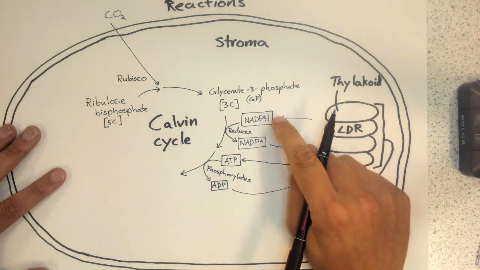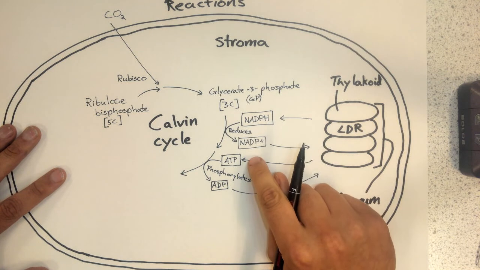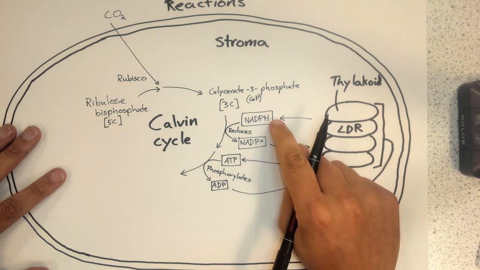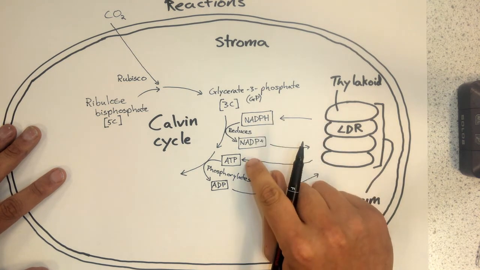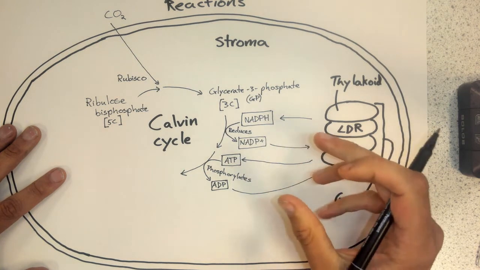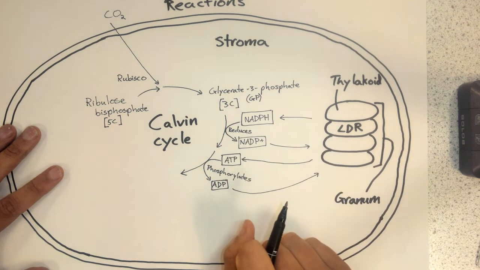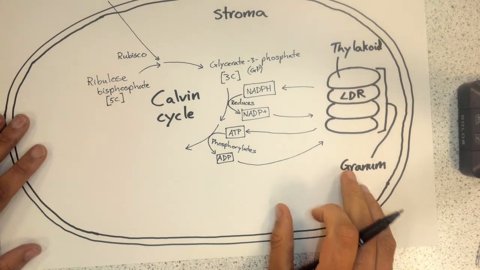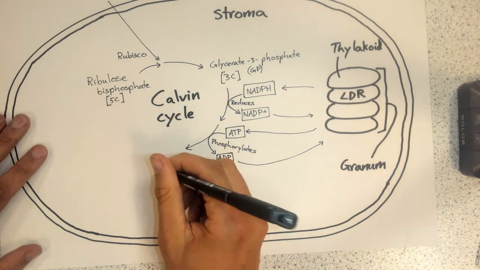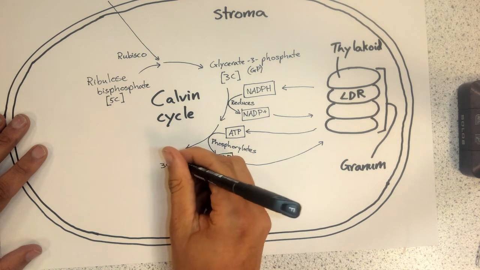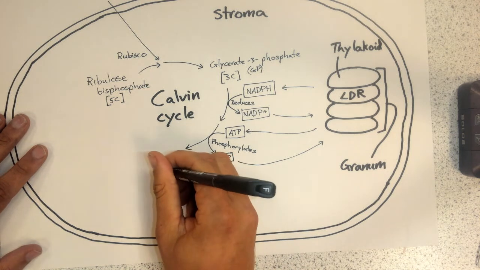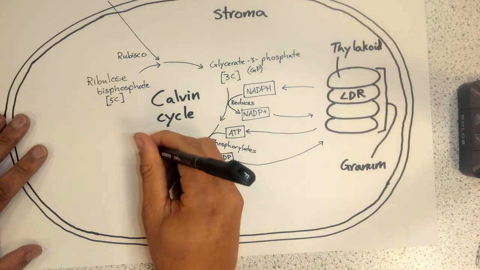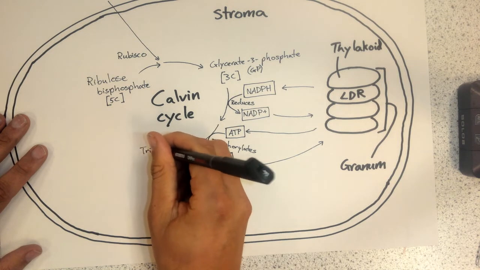So these two products, NADPH and ATP, are providing high-energy electrons and phosphate groups, which are also providing energy for the glycerate 3-phosphate. All this transforms the glycerate 3-phosphate into a different 3-carbon molecule. This molecule is called Triose phosphate.